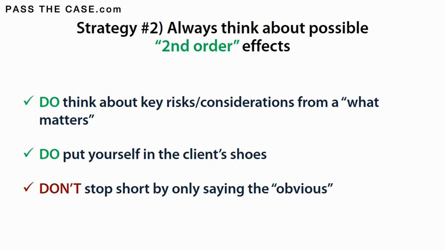And third, be very careful about only saying the obvious. You need to differentiate yourself. So once you've identified the key what matters, see if you can think if there's anything else important to mention. Perhaps the key what matters is that the client should clearly enter a certain market because it's growing fast. But maybe there's also data that shows that they should clearly exit a declining business. Don't forget to say that second point too, again, if it's relevant. Having your case questions written out, again, will help with this.